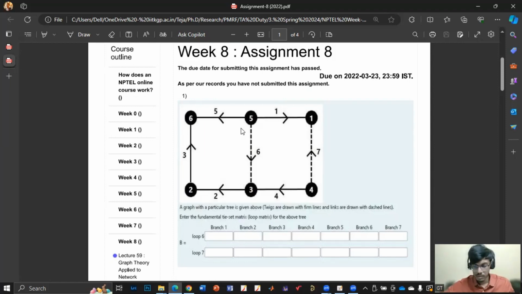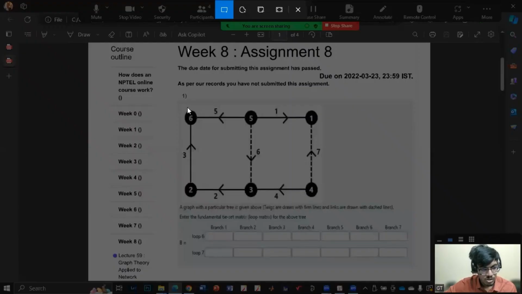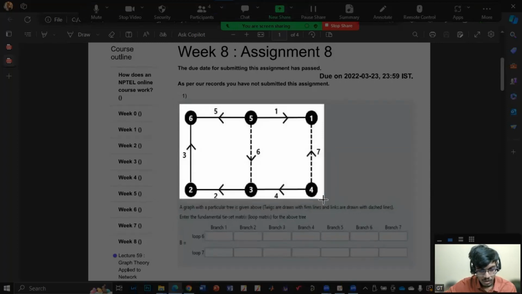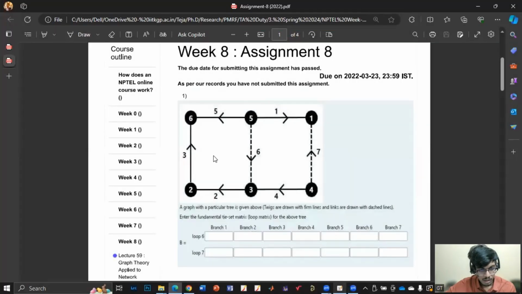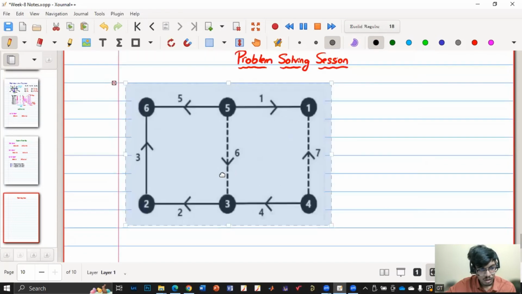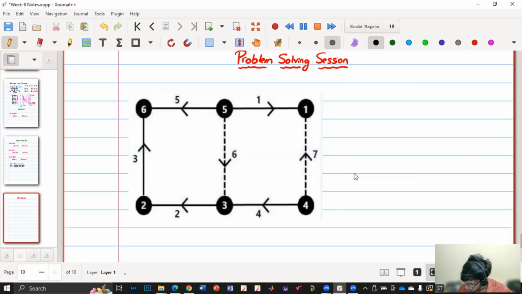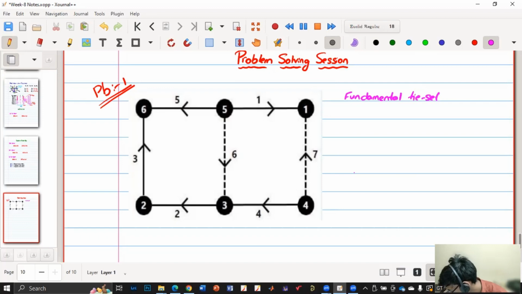So let me take a screenshot of this and we'll go there. First, I'll ask you a few questions and then we'll go into solving this. Okay, let me copy paste it here. This is too big. Okay, so this is problem 1. And we are calculating the fundamental tie set matrix.